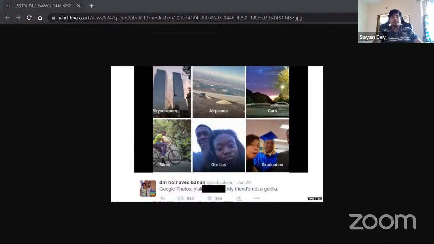Even today, even till date, after this blunder that happened in Google's case, the gorilla keyword is not there in the repository.